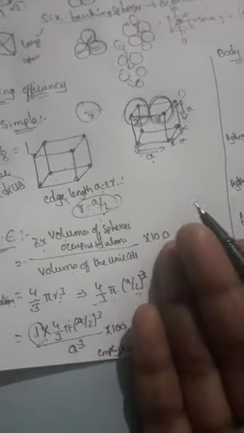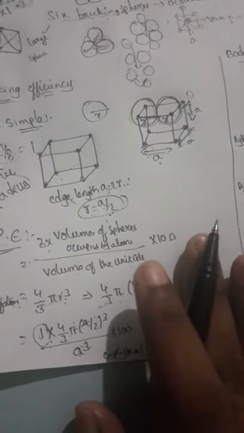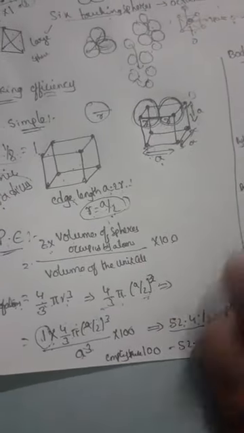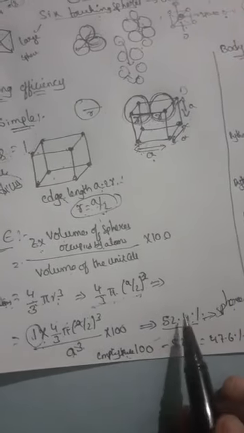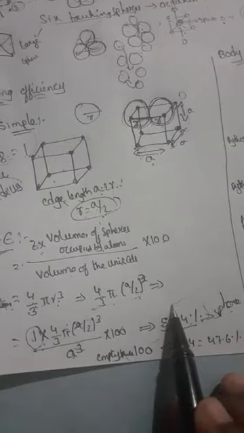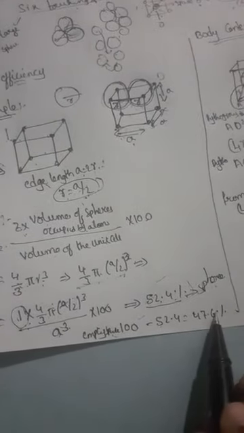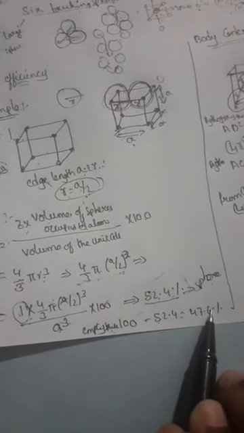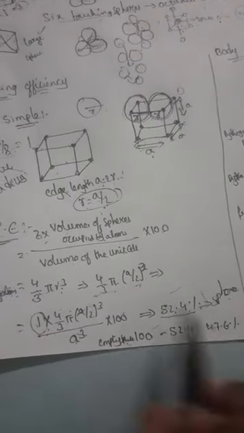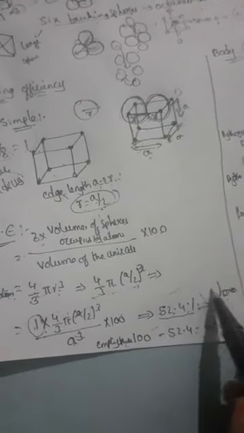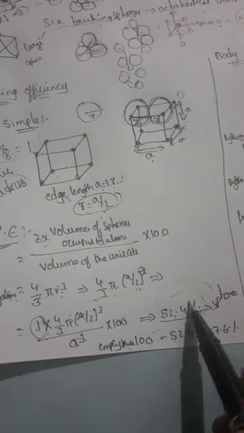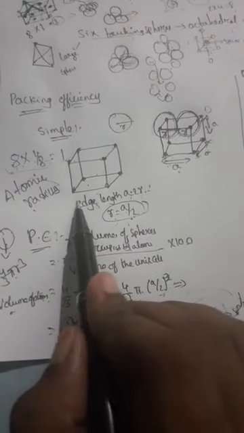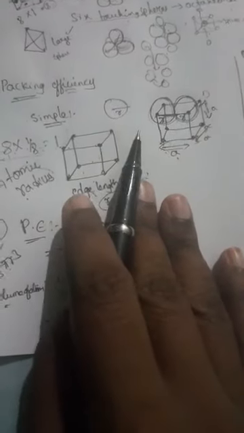So what is the empty space? How much empty space is there? How to find that empty space? Empty space is equal to 100 minus 52.4. If we do that, 47.6% we are getting. So this is the empty space in the simple unit cell, and the space occupied by the spheres is 52.4. Okay, so this is nothing but the packing efficiency of the simple unit cell.